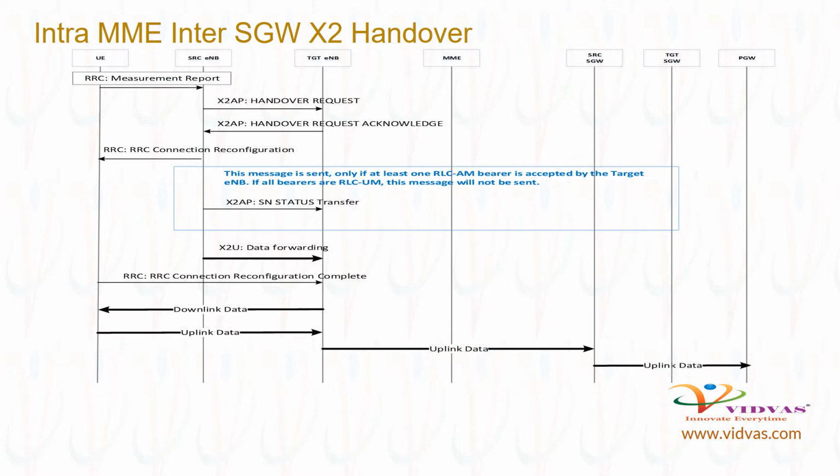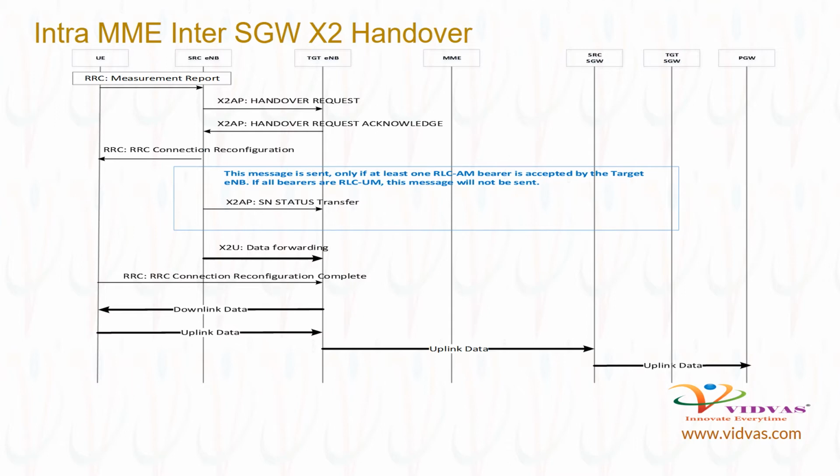Target ENB sets up the radio bearers and sends X2 AP handover request acknowledge message to source ENB. Source ENB sends RRC connection reconfiguration message to UE, indicating to camp onto target ENB. X2 AP SN status transfer is sent by source ENB to target ENB, only if at least one RLC AM bearer is accepted by the target ENB. If all bearers are RLC UM, X2 AP SN status message will not be sent.